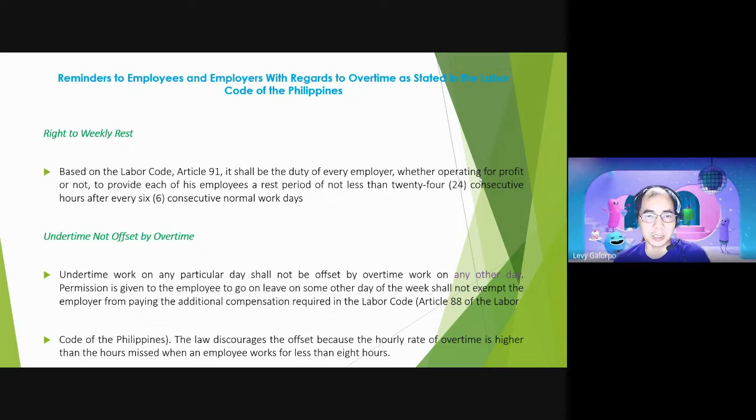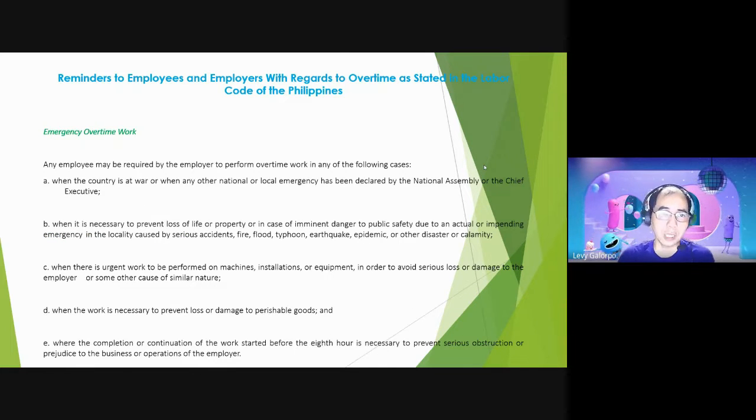Undertime not offset by overtime. Yung undertime daw dito ay hindi dapat ino-offset sa overtime. Ibig sabihin, yung ginagawa kasi ng iba guys, undertime ka ngayon, ngayong araw na ito, Monday, pagdating ng Tuesday, pag-overtime-in ka. Tapos, i-consider na yung overtime mo ng Tuesday as yung oras ng undertime mo. So, hindi raw pwede ganon. Hindi pwedeng ganon, ha?